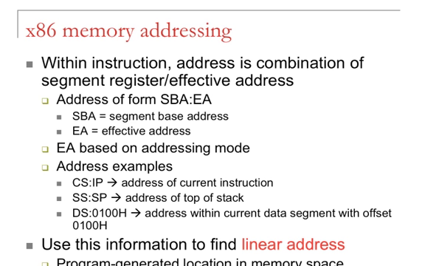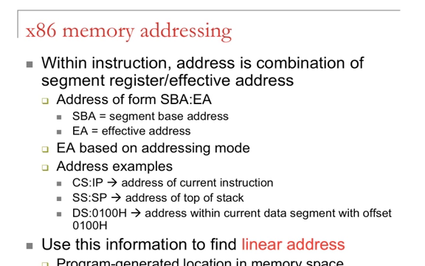And the EA is based on the addressing mode. We'll talk more about it later. These are some examples. CS:IP, this is the segment base address, and this is the effective address, the value in IP. And then SS:SP, the segment base address, and the value in SP is the effective address. And here's an example. Data segment colon 0100, where the data segment is the segment base address, and then you have this constant number as the effective address.